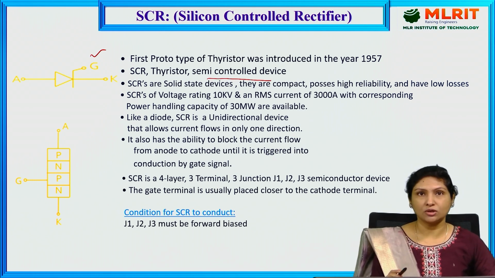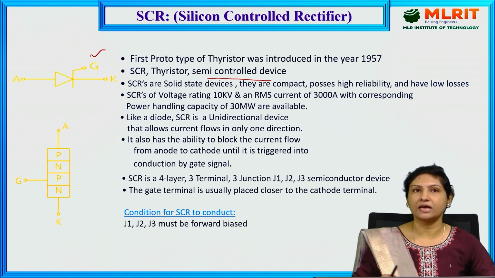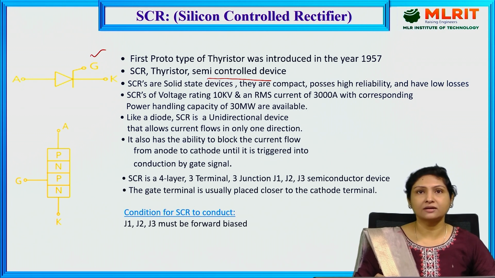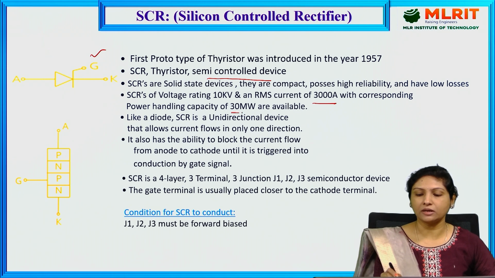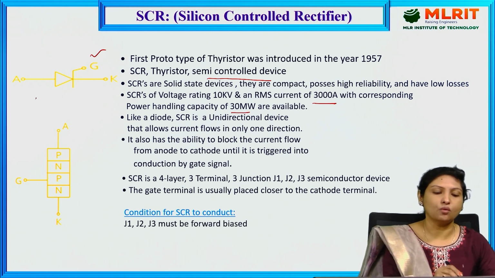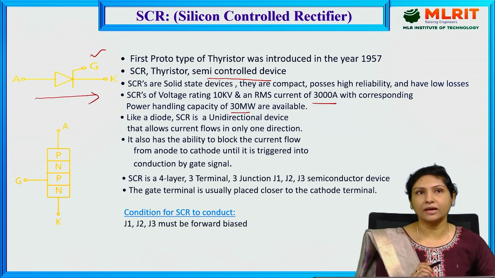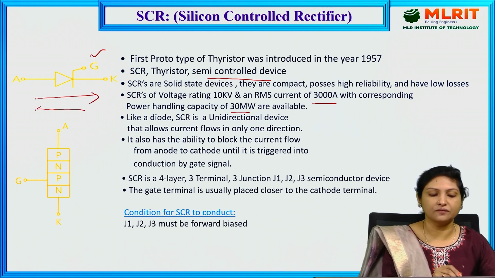SCRs are solid-state devices. They are compact, possess high reliability, and have low losses, similar to the advantages of power electronics, since this is a power electronic device. SCRs of voltage rating 10 kilovolts and an RMS current of 3000 amperes with corresponding power handling capability of 30 megawatt are available. If you see, like a diode, SCR also allows current flow only from anode to cathode, whereas it blocks the current flow in the reverse direction.